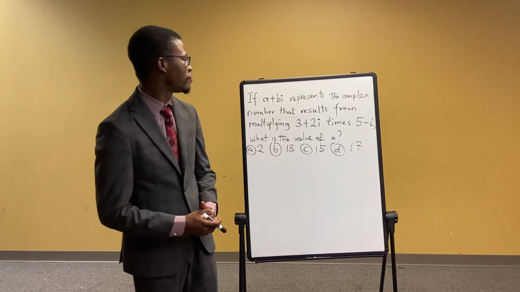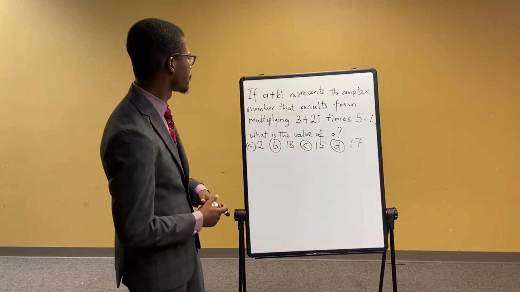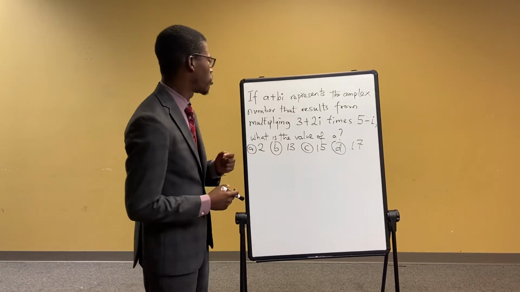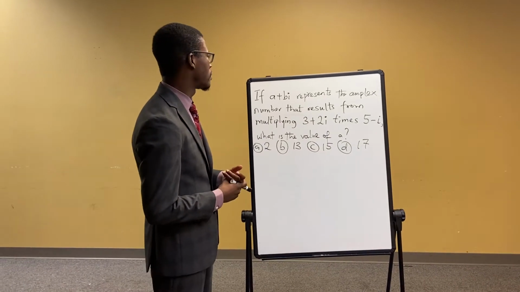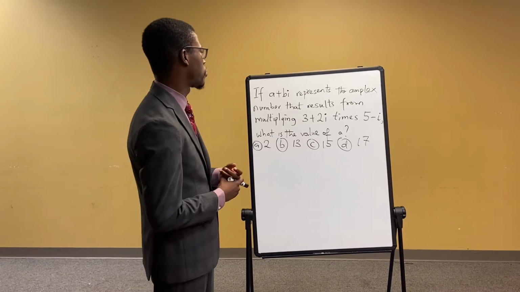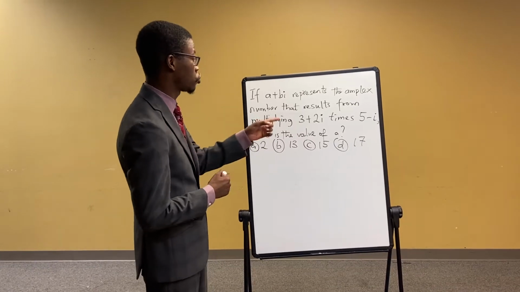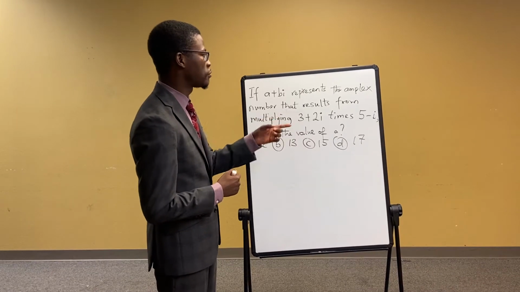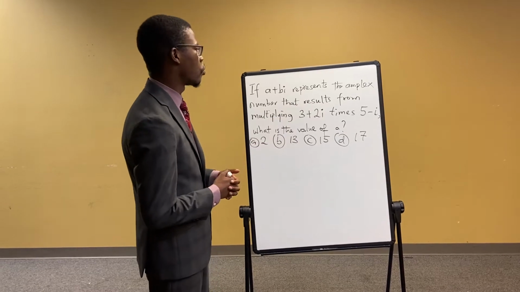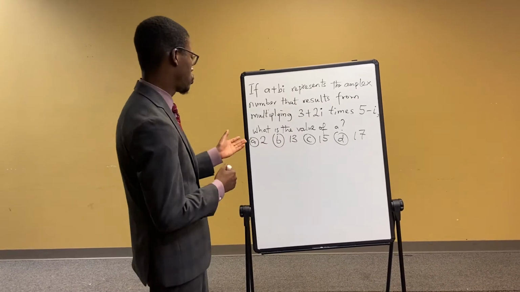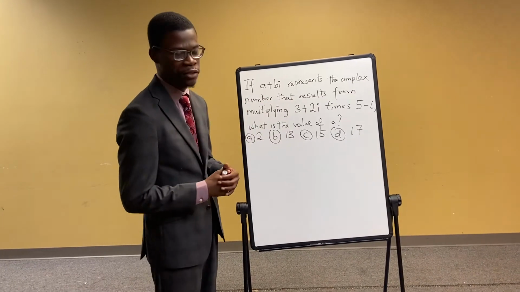In day 6, we have this excellent question. It says, if A plus Bi represents the complex number that results from multiplying 3 plus 2i times 5 minus i, what is the value of A? And we have 2, 13, 15, and 17 as the options.